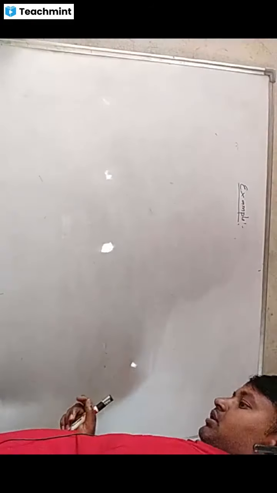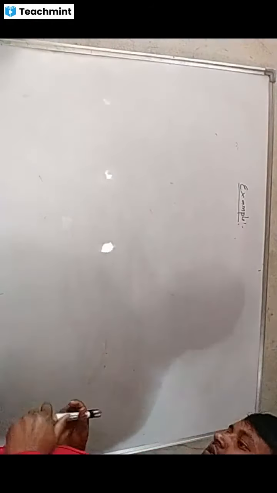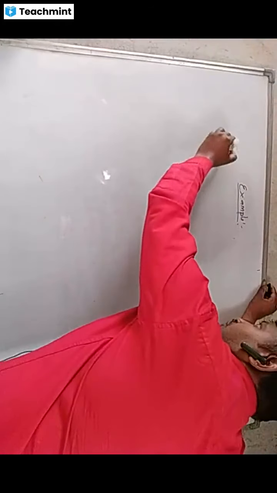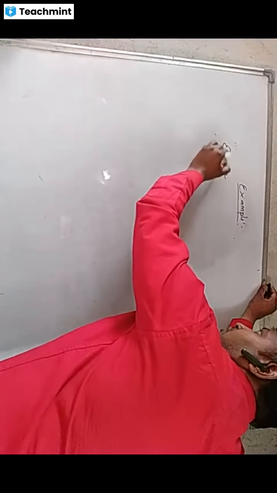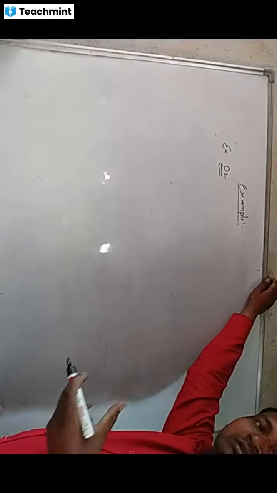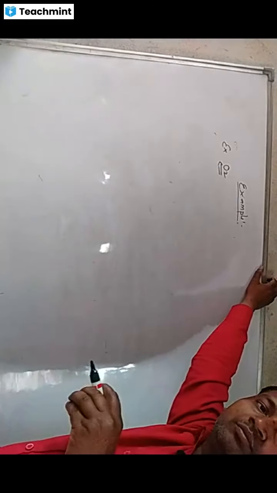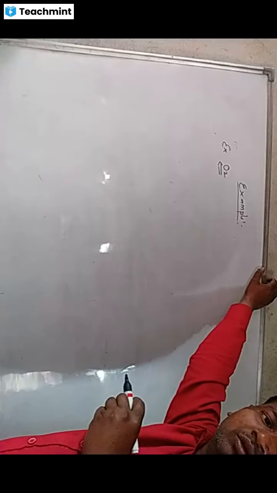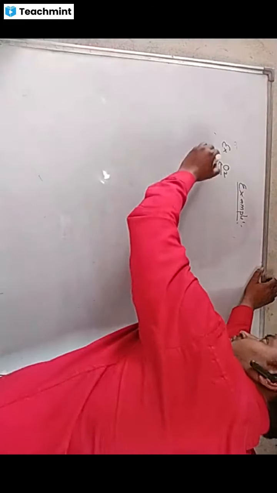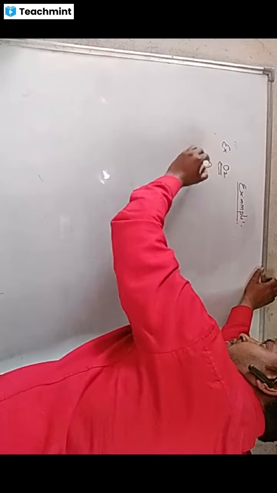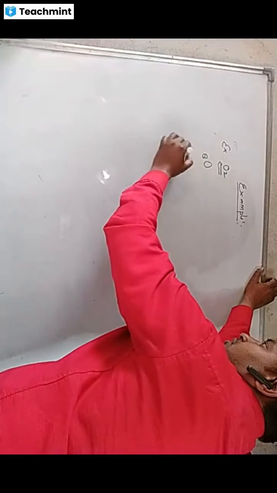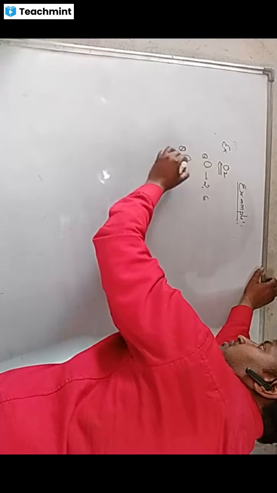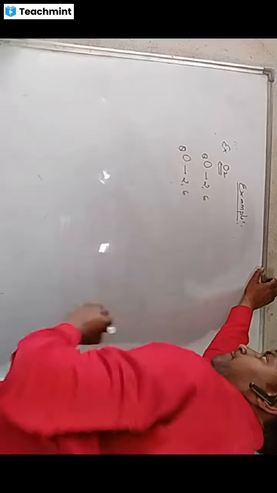Suppose I will give the next example. Next example is O2, oxygen. How do oxygen atoms share electrons, and which bond is formed between them? Oxygen has 8 electrons. Here is the first oxygen, and here is the second oxygen. 2 and 6, and 2 and 6.